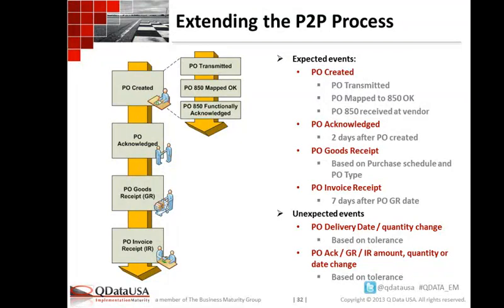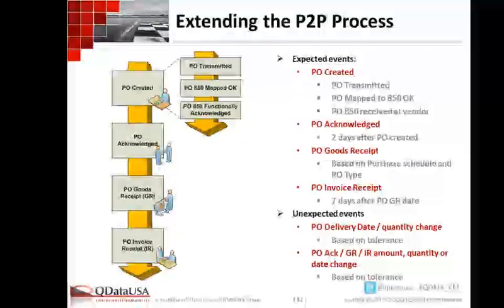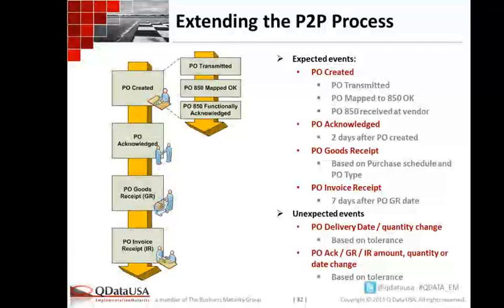From an unexpected event perspective, we have to configure that in event management, obviously, but we expect a PO delivery date or quantity change. We have an acknowledgement, a goods receipt, an invoice receipt, amount, quantity, or date change. So any one of the business processes or transactions that we can execute, we're expecting the ability to be able to identify and register a quantity, price, or date change.